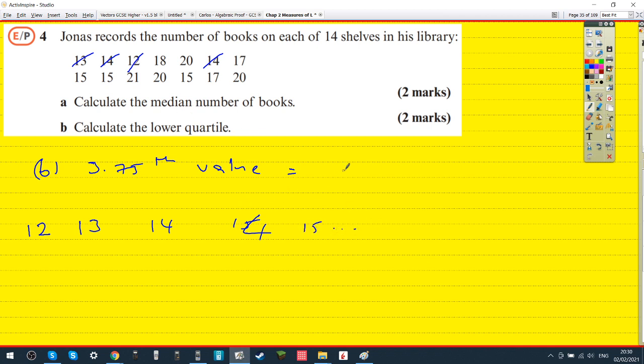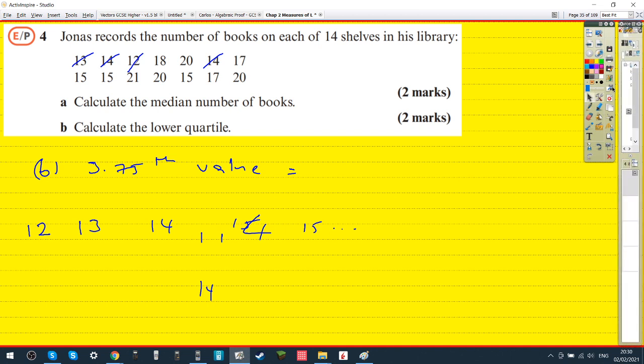And so the 3.75th value would be 14.75. Just be 14. So you could estimate it as being halfway between 14 and 14. Yeah, because there's two 14s. And you could interpolate it as being 3/4 of the way between them. But it's still just 14. Yeah, that's fine. Okay, let's do the table ones.